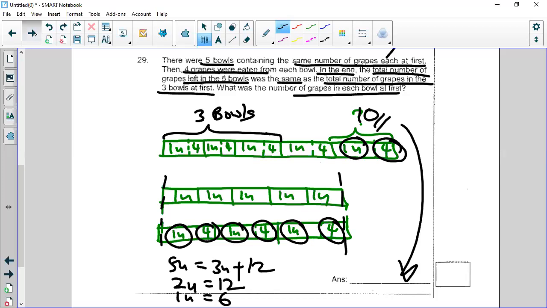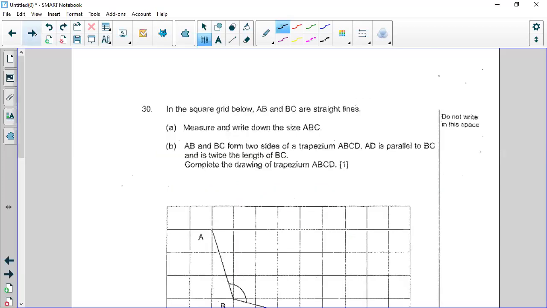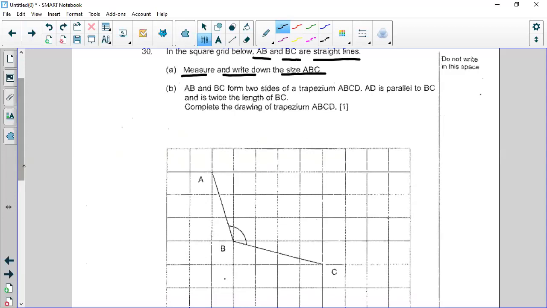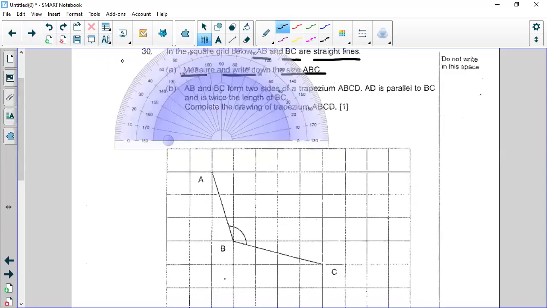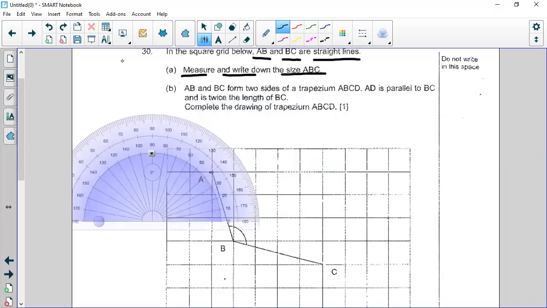Okay, last question already. Okay, then we can go and rest. Okay, now A, B, and B, C are straight lines. Measure and write down the size of angle ABC. Okay, now of course you need a protractor. Okay, the protractor may not be very accurate. You want to find the angle ABC.